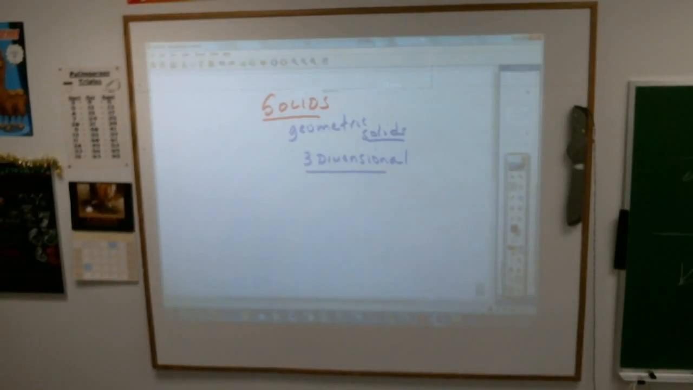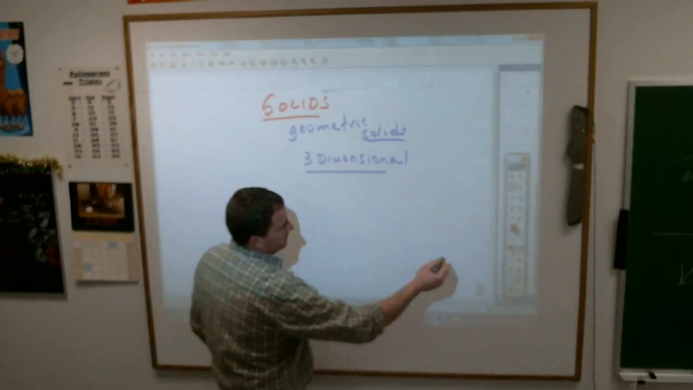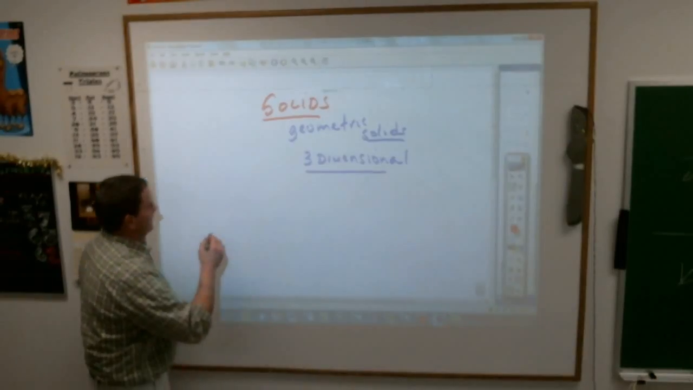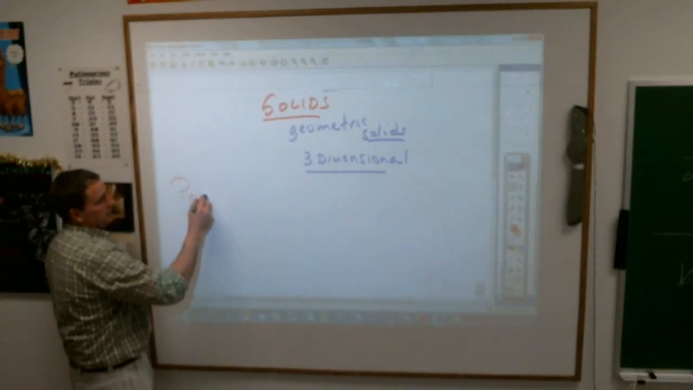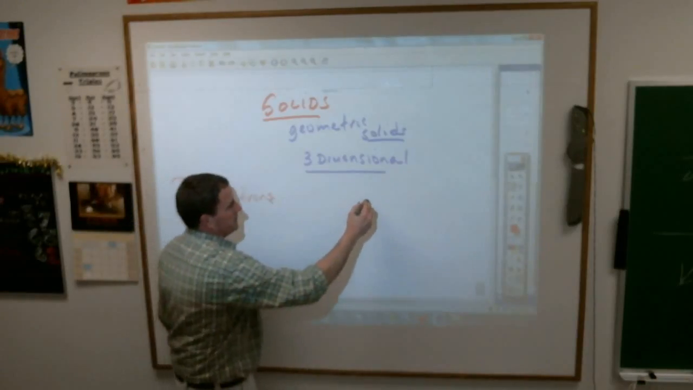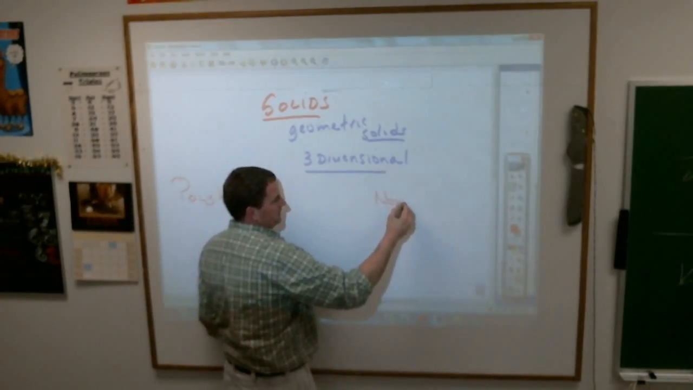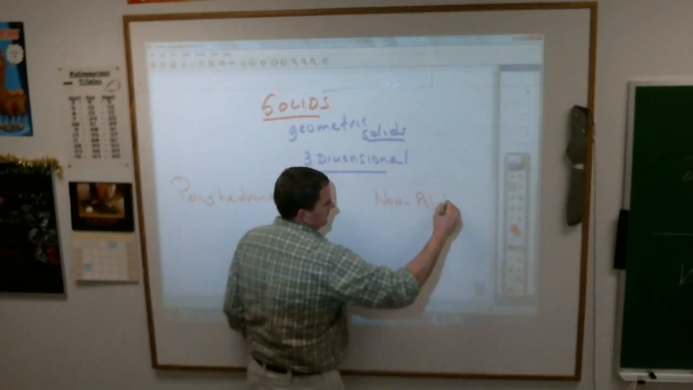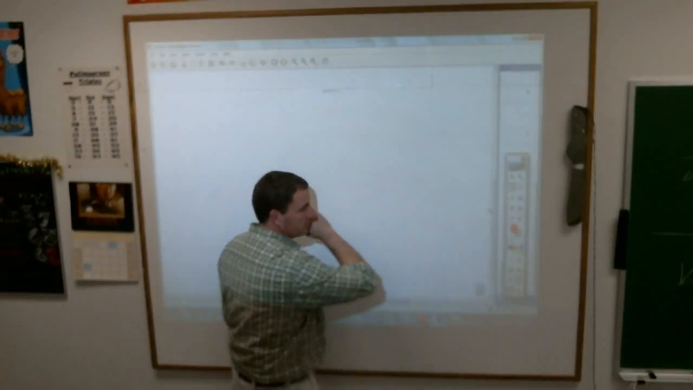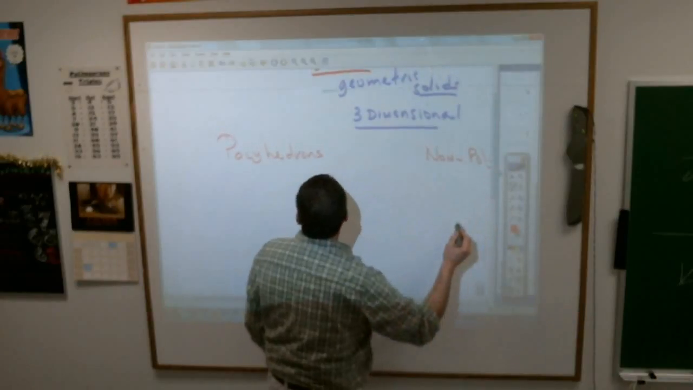And with the three-dimensional shapes, we have two different types that the book calls polyhedrons and non-polyhedrons. I don't know where these names come from, but they are what they are, so we just go with what we say there.